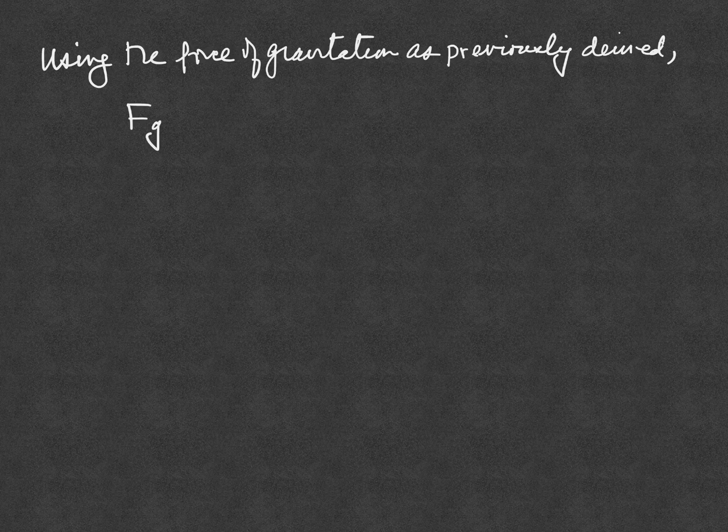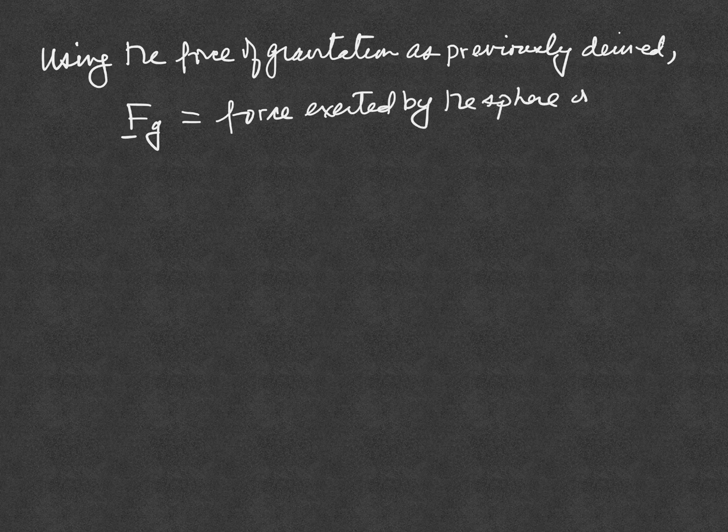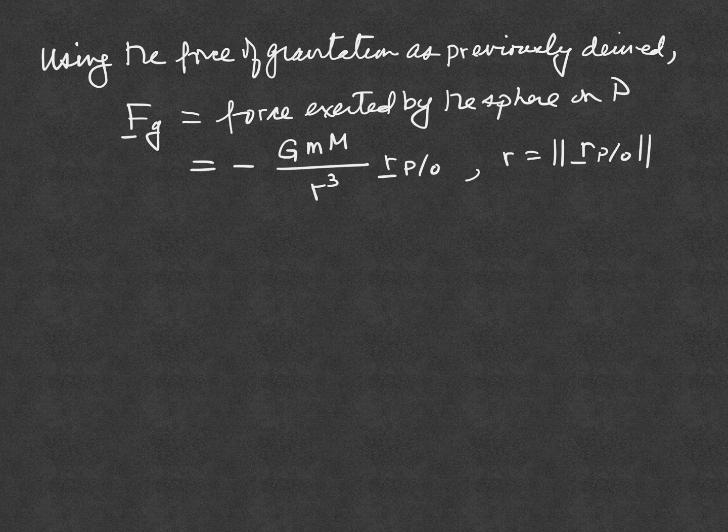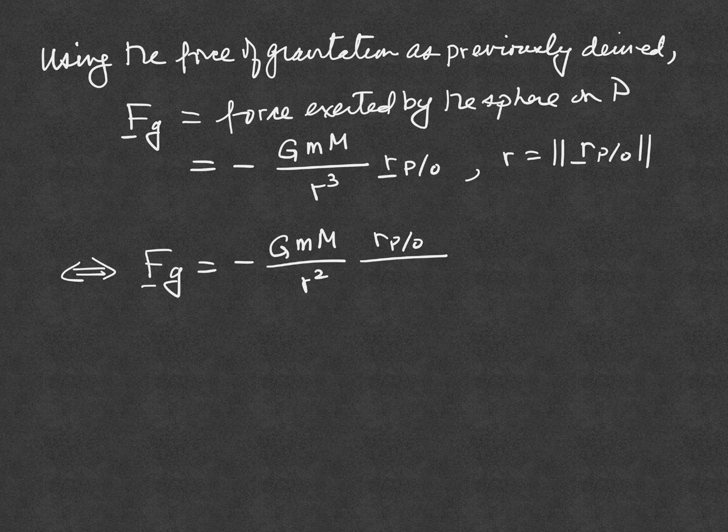we have that the force of gravitation, which in this case is equal to the force exerted by the sphere on P, is equal to minus G times the mass of the particle times the mass of the sphere, all divided by R cubed times the position of P relative to O. And I have to be clear here, where R is equal to the magnitude of the position of P relative to O. Now I can write this in a slightly different form, which is that I can equivalently say that the force of gravitation is equal to minus G little m times big M all divided by R squared times the position of P relative to O all divided by R.